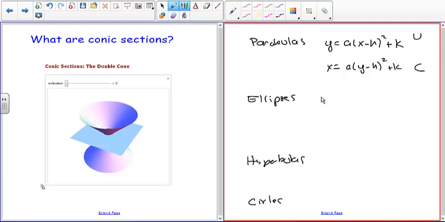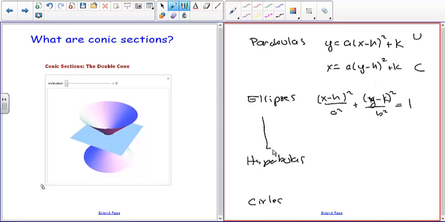Ellipses look something like this. They have x minus h squared over a squared plus y minus k squared over b squared is equal to 1. So that's the standard form for an ellipse. And remember what an ellipse is. So let me just kind of sketch.